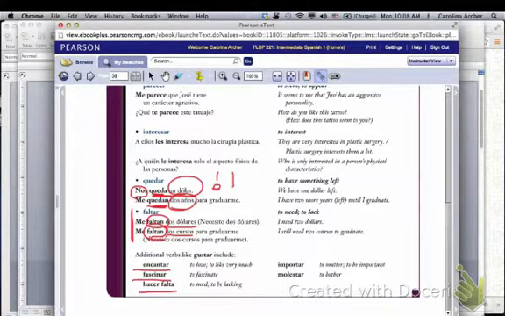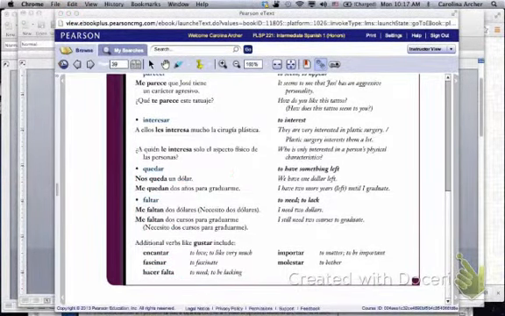In this case, the verb is hacer. So here, importar and molestar also work the same way. Molestar is a false cognate. It doesn't mean to molest. It means to bother, okay?